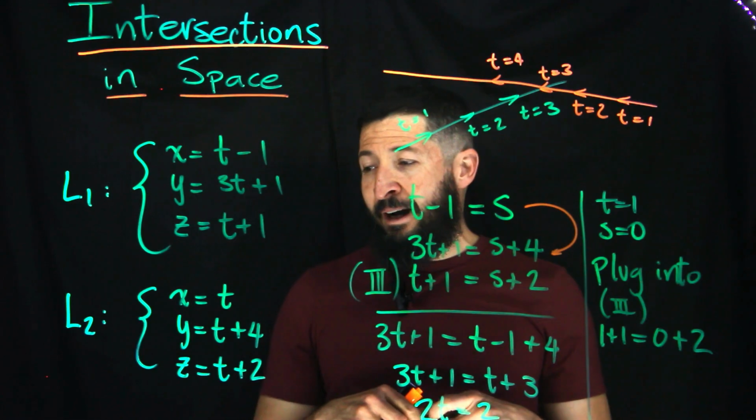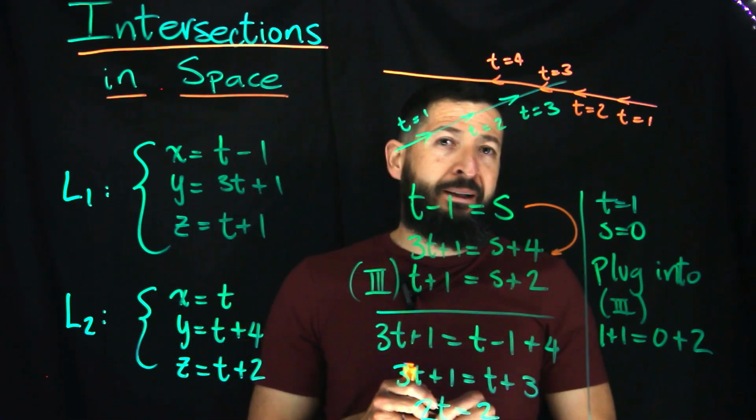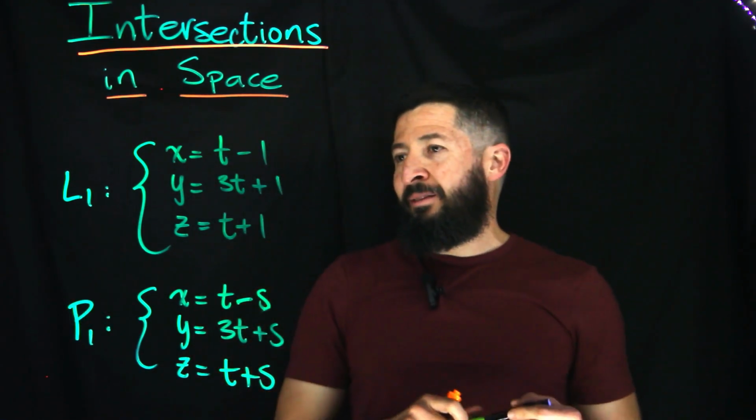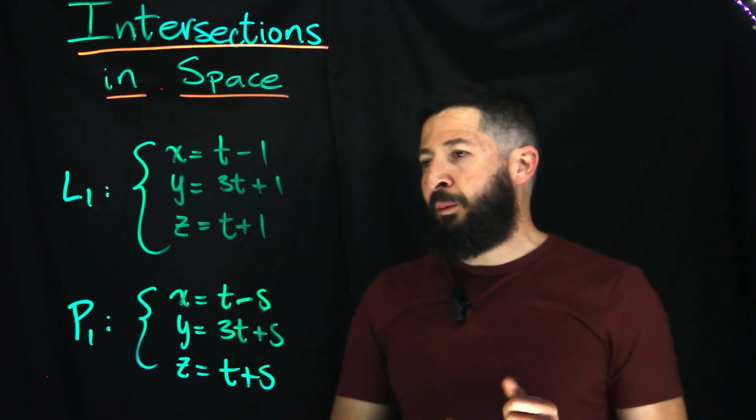So let's make this a plane, and let's leave this one a line. I'm going to write the equations, and I'll be right back. All right, so now I have a line and a plane. This one is in parametric form as well.